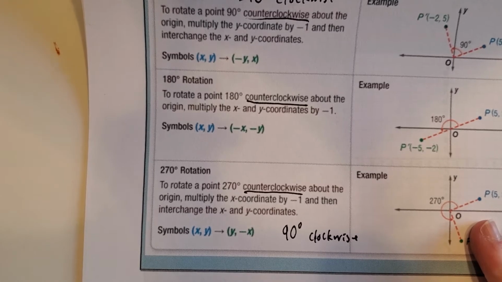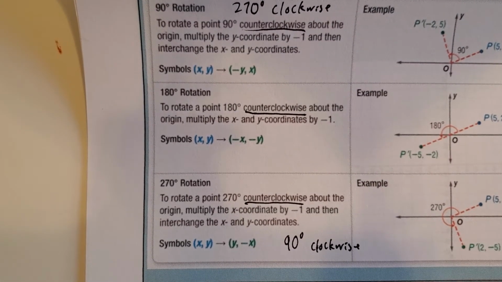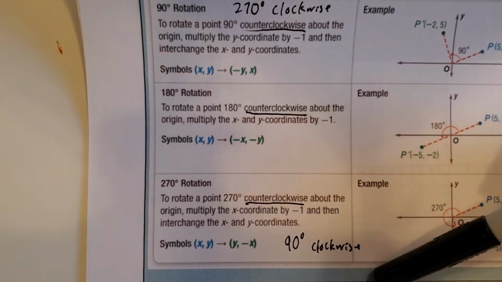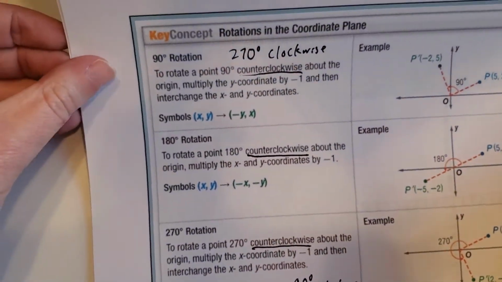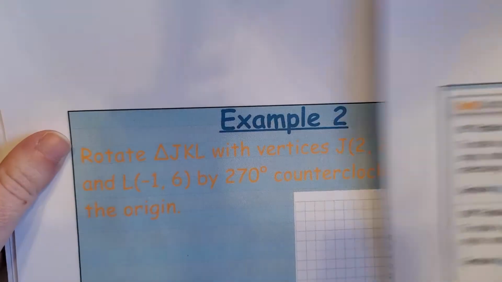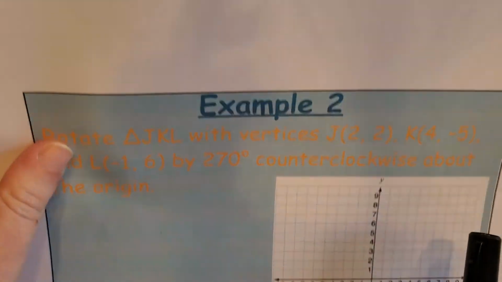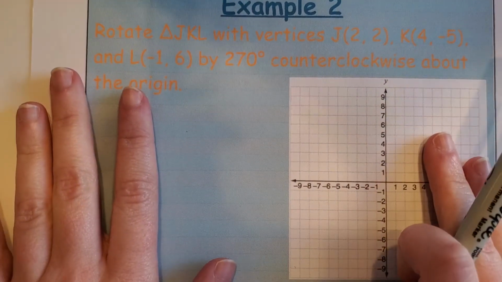Like I was saying yesterday, I think translations are the easiest. I do think rotations are the hardest because these are pretty complex and really easy to mix up. So I'm going to leave this off to the side so I can easily reference it as we do the couple of examples that are here.